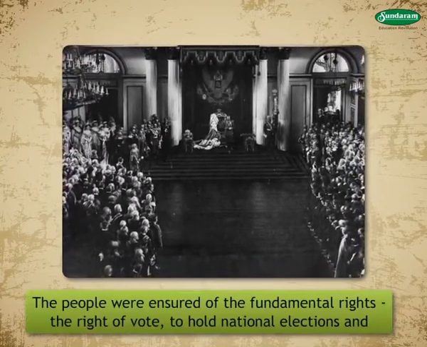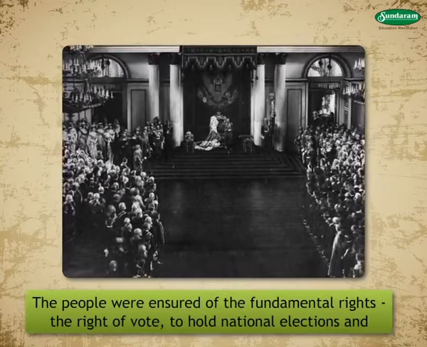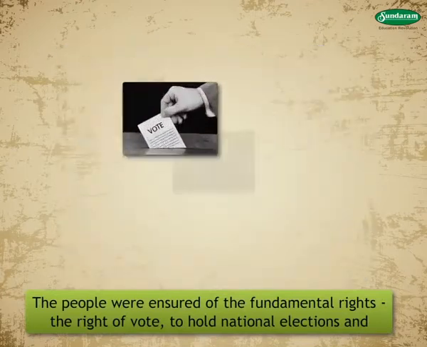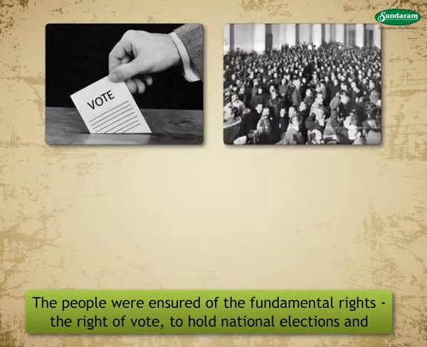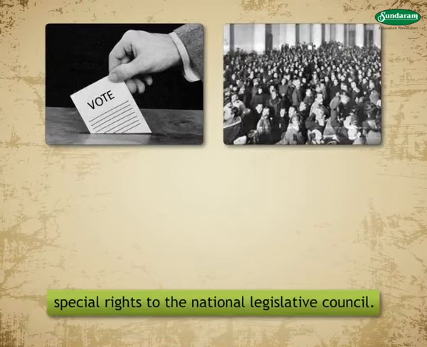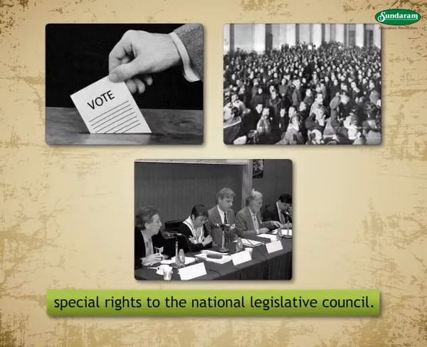According to the manifesto, the people were ensured of the fundamental rights, the right of vote, to hold national elections, and special rights to the National Legislative Council.